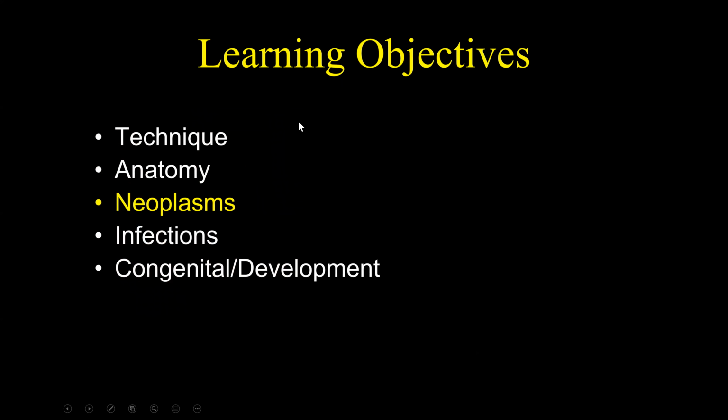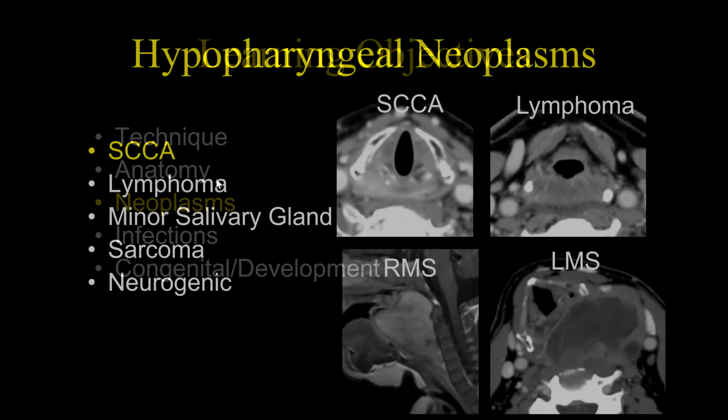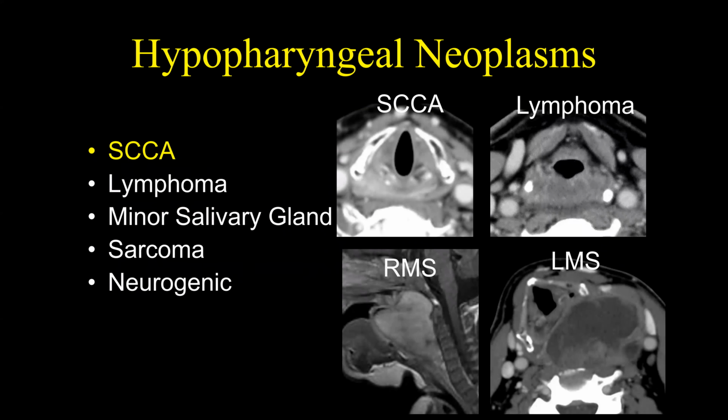So what we've done so far is talk about the technique and the anatomy. Now let's talk about neoplasms. Essentially, any type of neoplasm that involves the upper aerodigestive tract can also involve the hypopharynx. I've just included a few here: squamous cell carcinoma, lymphoma, minor salivary gland, sarcoma, or neurogenic. The key thing here is that the majority of these neoplasms are going to be nonspecific. I think any of us would be hard-pressed to separate this squamous cell carcinoma from this lymphoma. Here's a rhabdomyosarcoma, here's a leiomyosarcoma.